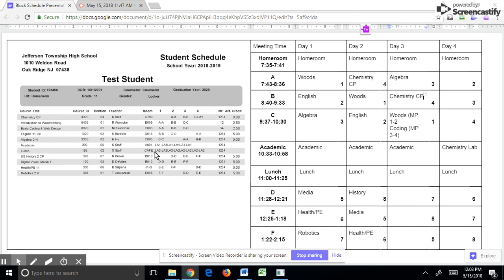Day 3, going to block D, will be robotics. Day 3, going to block E, will be history. Day 3, going to block F, will be media, and we're done with day 3.